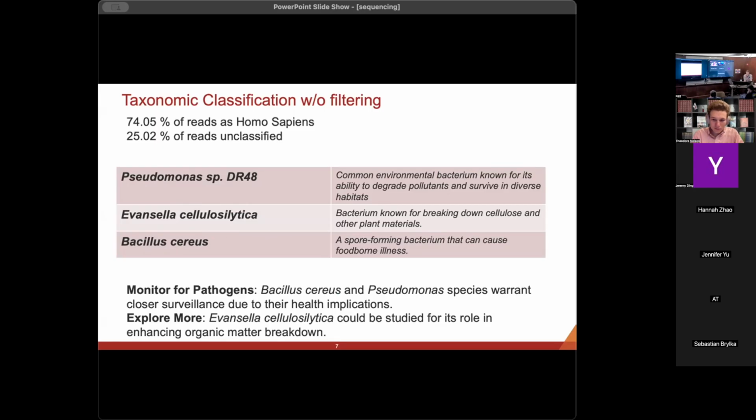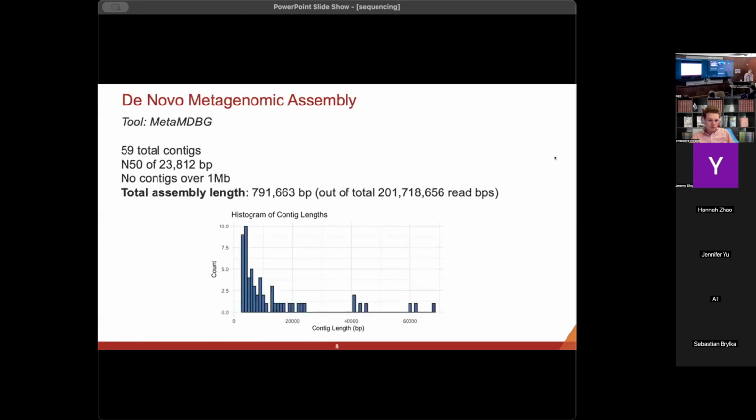A lot of these bacteria are pretty common in different environments and can survive in very diverse habitats. I couldn't really get anything meaningful out of it. I just kind of saw what the species are, but I think more deep studies could be a good idea to monitor pathogens, because some of these bacteria may carry some health implications for humans. We may also study some of these bacteria for their role in enhancing organic matter breakdown, and there can be a lot of different uses for this kind of analysis.